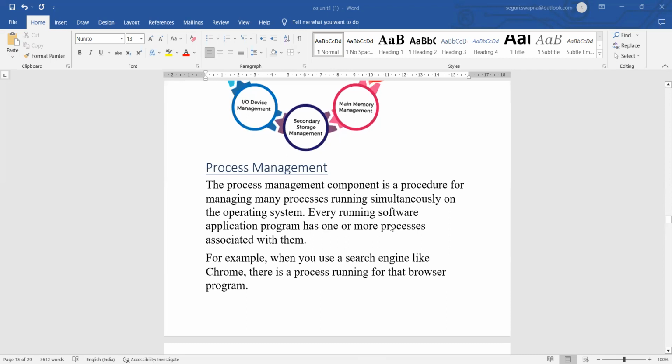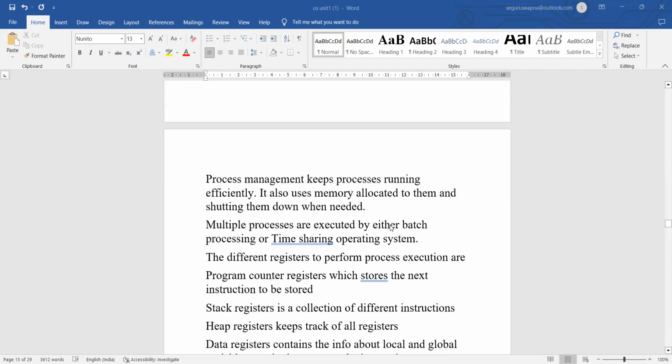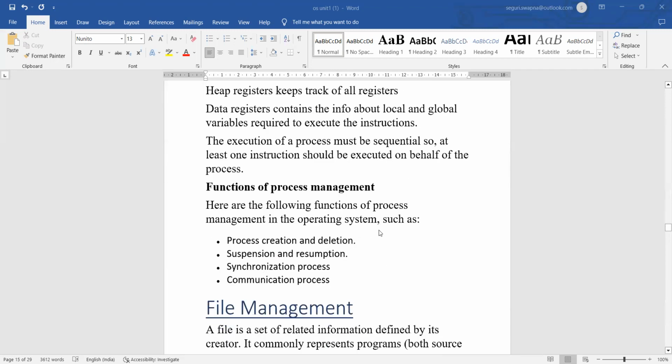Process management is one of the major components in the operating system, which is responsible for managing the running of many processes simultaneously. That is, execution of multiple processes is performed simultaneously with the help of the component called process management. So, it is responsible to create the process or delete the process, suspend the process or resume the process, synchronize the process, and communication between the processes.